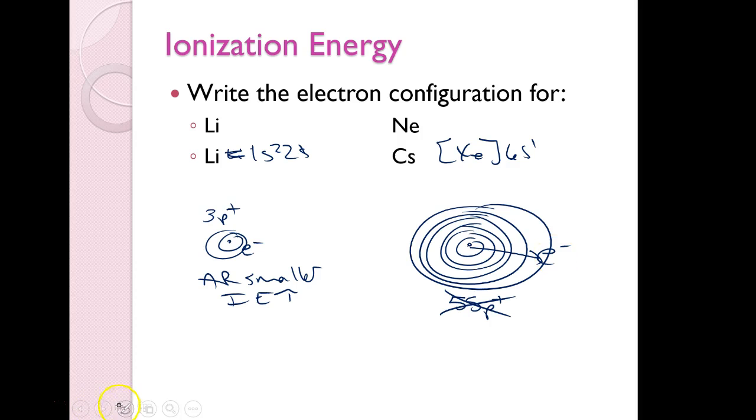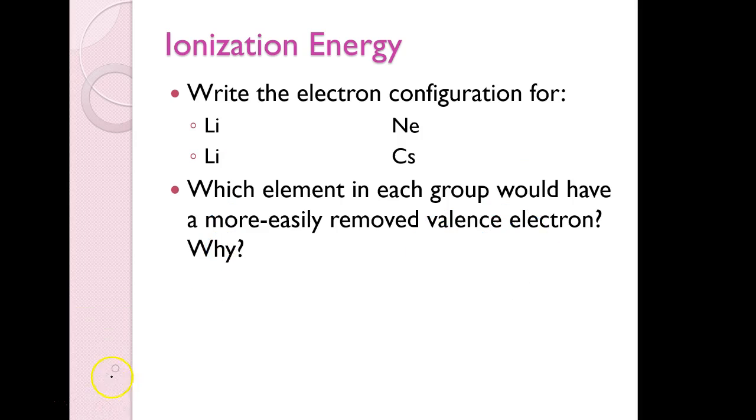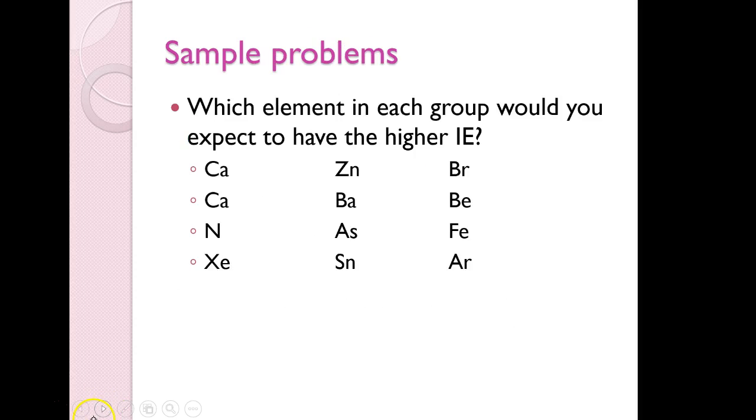There's this thing called the shielding effect, which would affect their ability to attract those electrons. So the more easily removed valence electron would be in lithium between these two, and in cesium between these two, because that electron is so far away. The radius is so much bigger. Ionization energy generally increases left to right across the periodic table and decreases top to bottom.